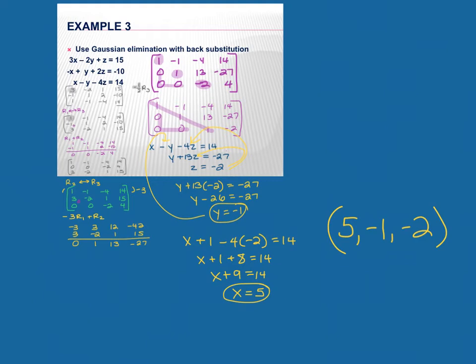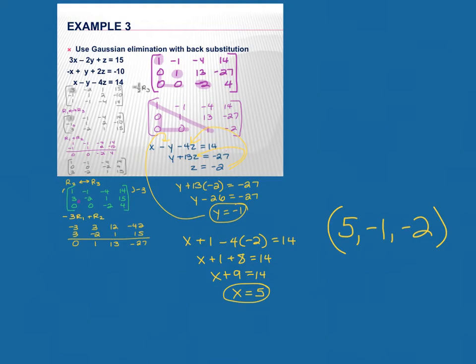And there's more than one way to do these. So just because your method is not the same as somebody else's, it doesn't mean it's wrong. The answer should be the same at the end. And with all the extra time you're going to have at the end of your test, you could take that 5, -1, -2 and plug it back in to every single one of those equations and check to make sure it's right. It's got to work for all three. Questions so far? So that's Gaussian elimination with back substitution.